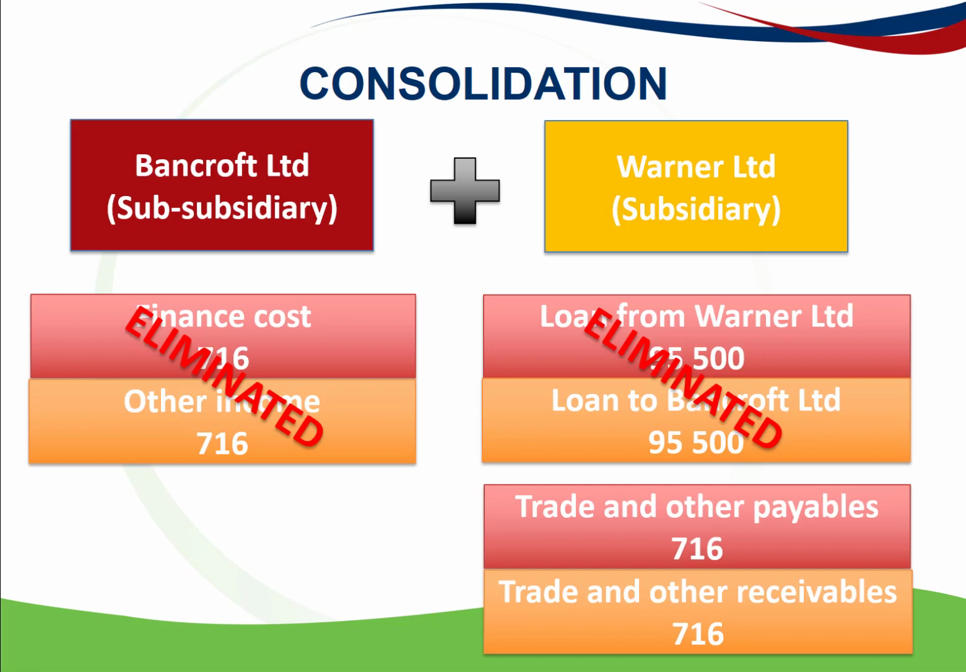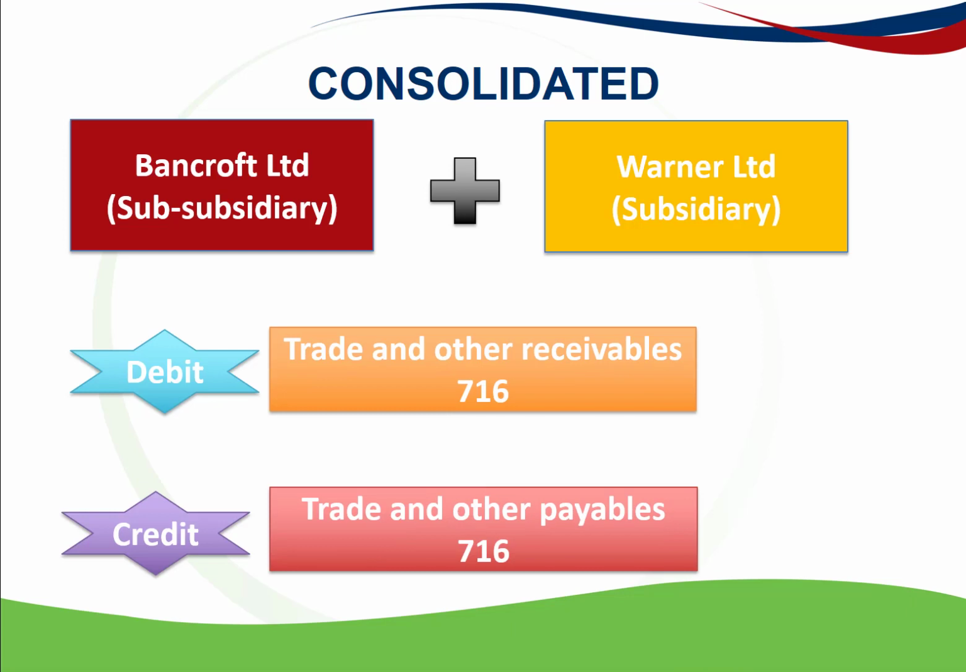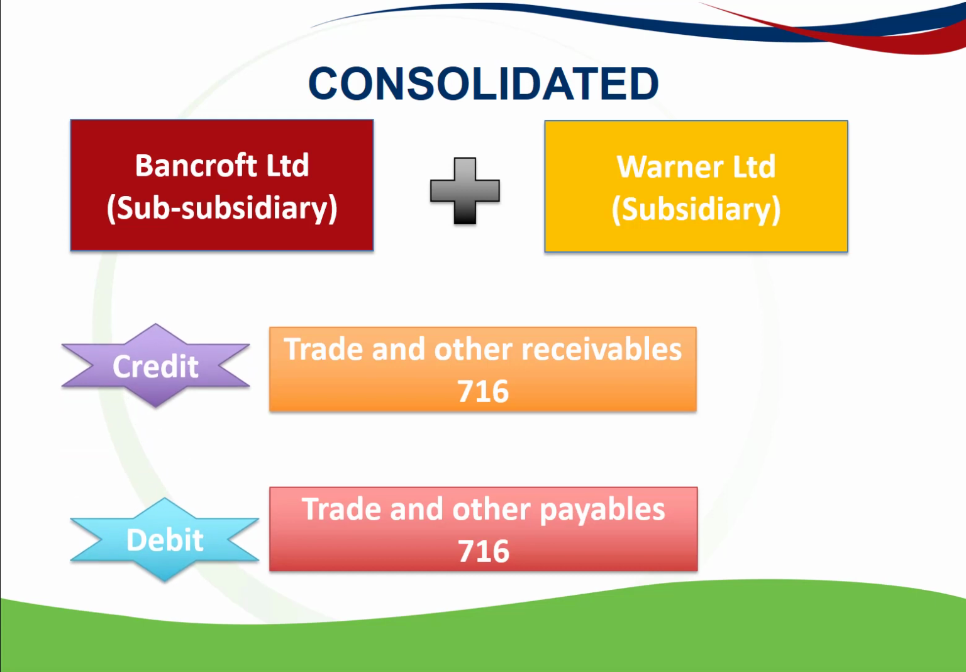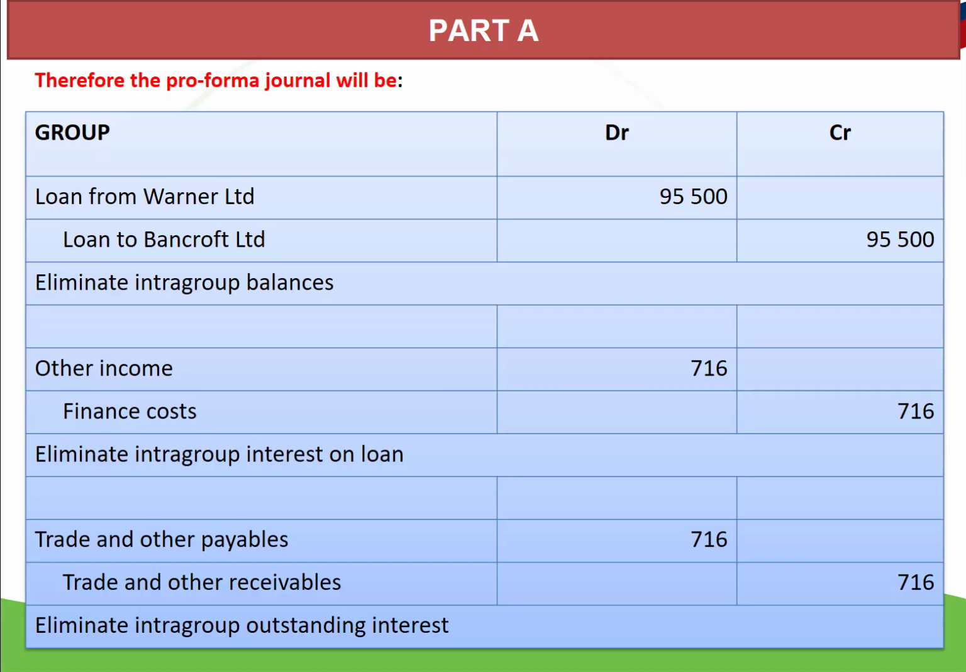Lastly, we need to eliminate the interest receivable and interest payable, which was also caused by the intercompany loan. Remember, the group cannot owe or receive interest to itself. Trade and other receivables is currently a debit and trade and other payables a credit in the consolidated financial records of the Warner Limited Group. Therefore, in order to eliminate it, we need to debit trade and other payables and credit trade and other receivables with 716. These accounts now have 0 balances and are therefore eliminated.